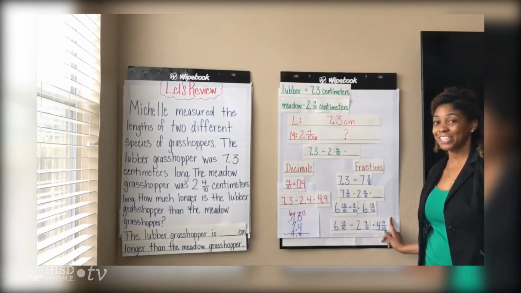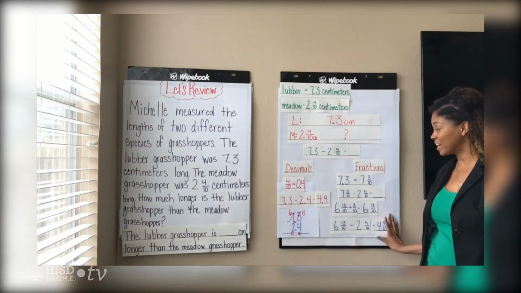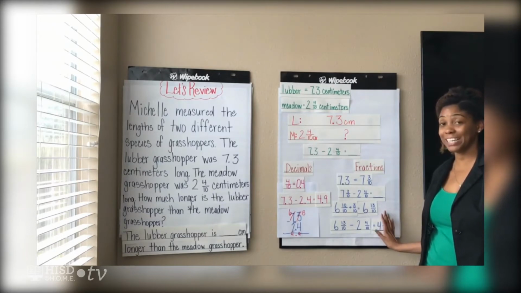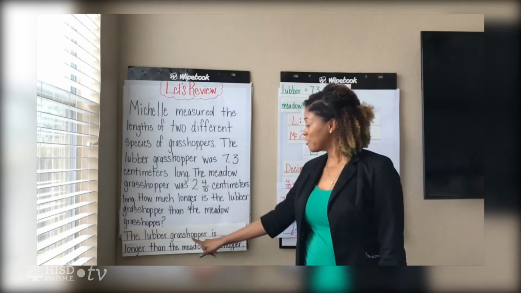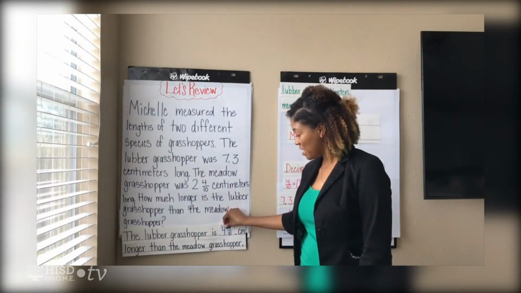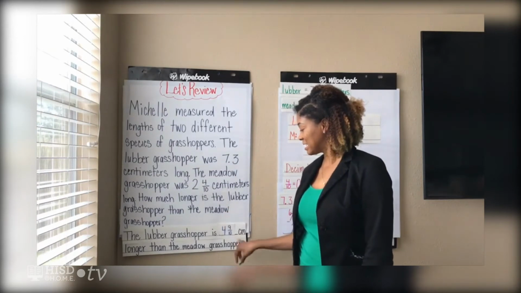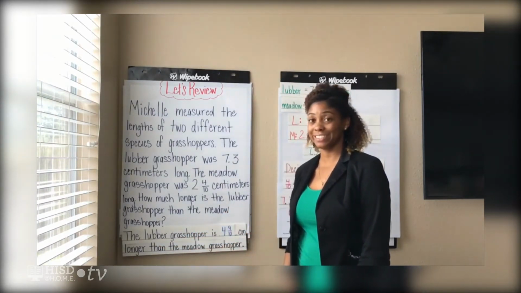Are we ready to go and answer our question? Yes, we have done all of our work. We have it all situated here. Let's go back and look at our story. The Luber grasshopper is 4 9/10 centimeters longer than the meadow grasshopper.